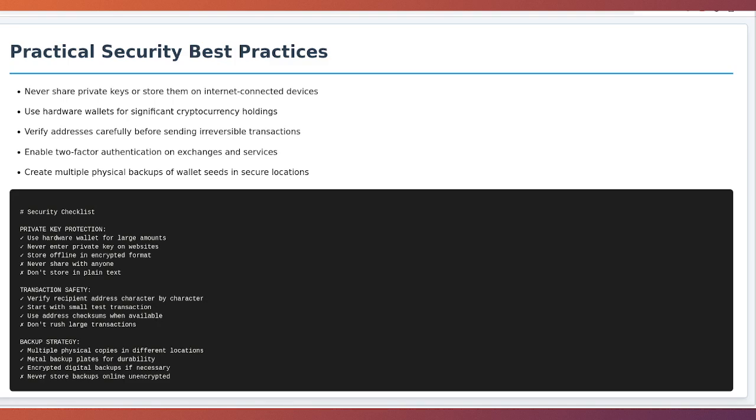Consider metal backup plates that can survive fires and floods. Never store backups digitally unless encrypted properly. Remember that blockchain transactions are pseudo-anonymous, not anonymous. Your transactions are publicly visible, so consider privacy implications. The math makes blockchain secure, but operational security is your responsibility.